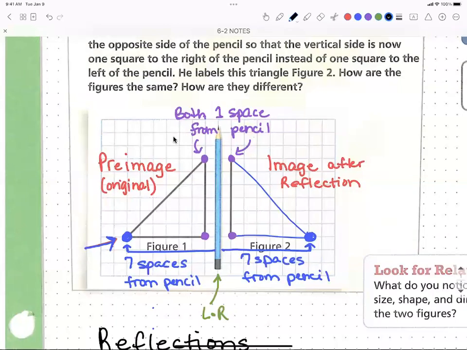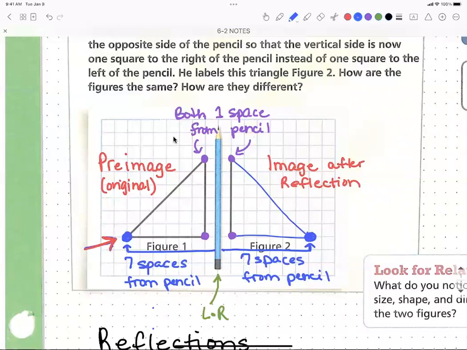And the main thing that you want to remember is if you look at this right here, this outside blue vertex on the original pre-image, it is 7 spaces from the line of reflection, which is the pencil. That means that on the other side of the line of reflection, it needs to be 7 spaces away in the other direction. And that's what causes that reflection. Okay, same thing for the other points on the triangle.